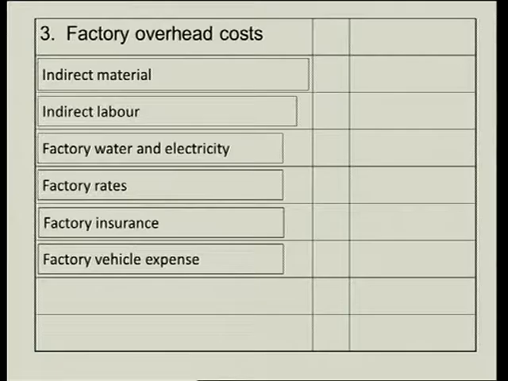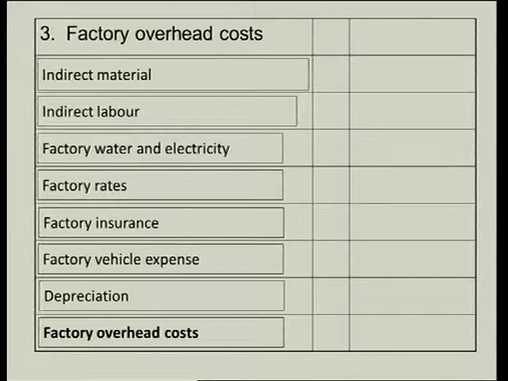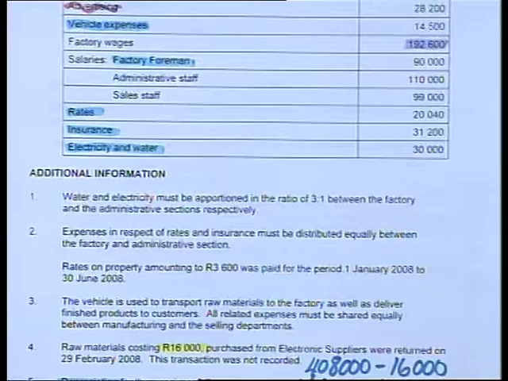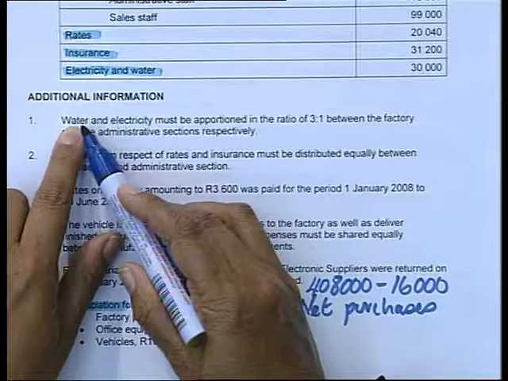And then depreciation. Okay, and the depreciation is only going to be related to the factory. And that will give you your factory overhead costs. Right, learners, can we do our calculations now? Okay, let's work. You need to take a pen and we're going to show the calculations. Now they say, let's work from the top. Water and electricity must be apportioned in the ratio 3:1.